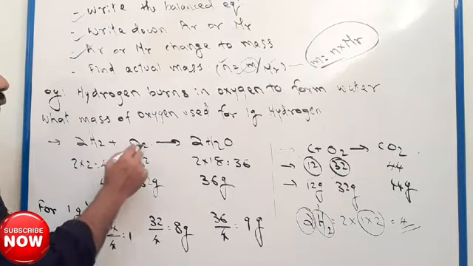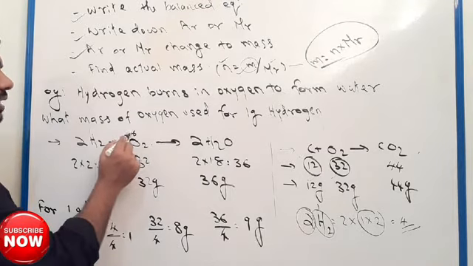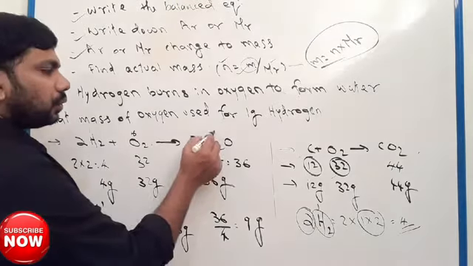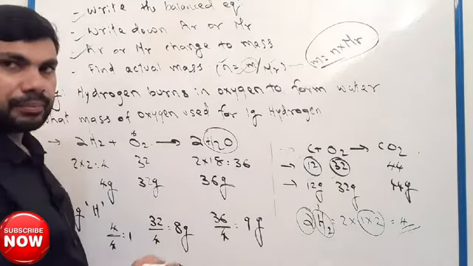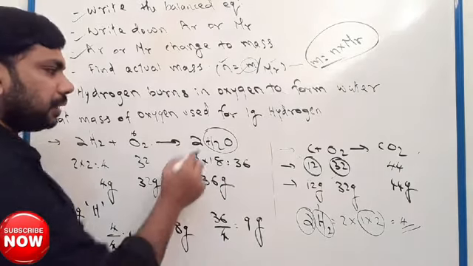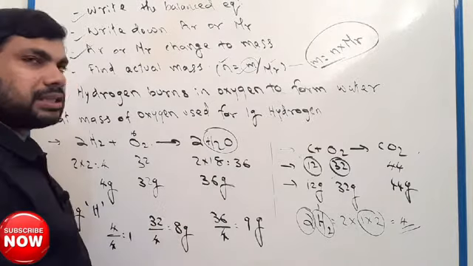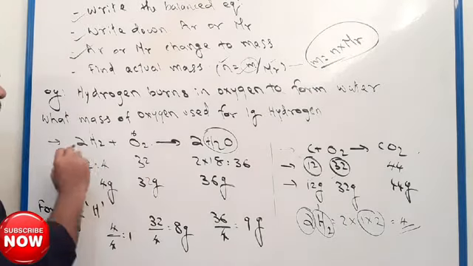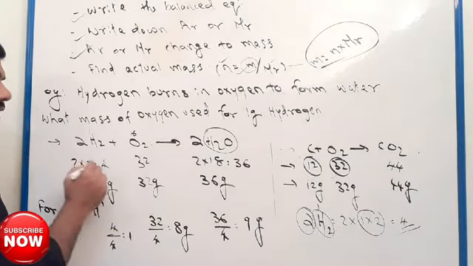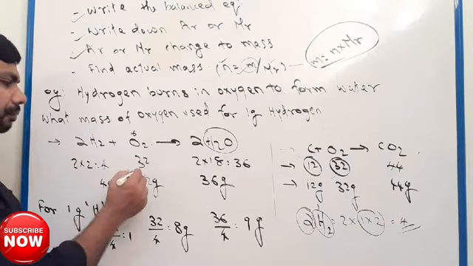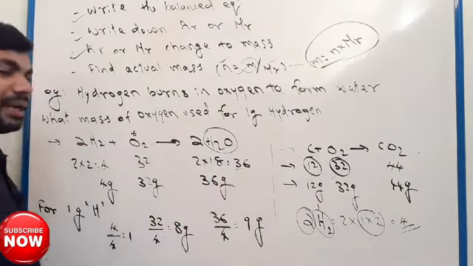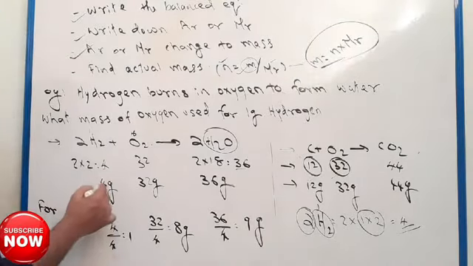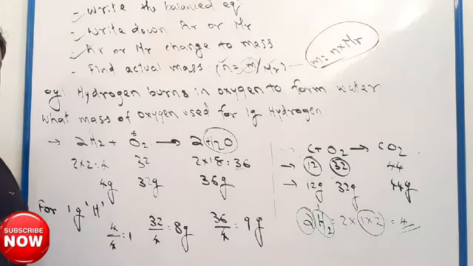And here oxygen O2. One oxygen is 16, 16 times 2 is 32. We know the mass of water is 18, 16 plus 2. Here there are 2 water molecules, so 2 times 18 is 36. So these are the relative molecular masses. Next step, we have to convert them into gram: 4 gram, 32 gram, 36 gram.